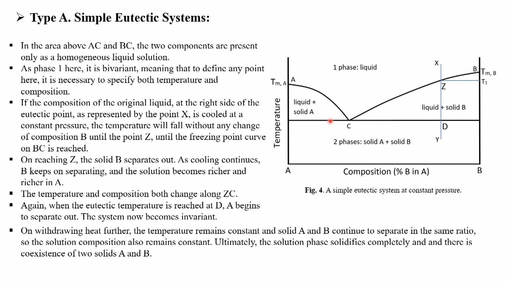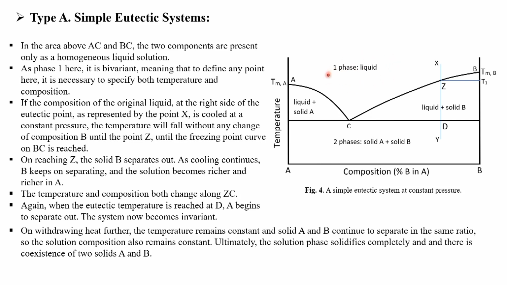So, in the area above AC and BC, the two components are present only as a homogeneous liquid solution. If we consider this area here, we get only one phase. This is a homogeneous liquid solution, so we get a homogeneous mixture. There is no heterogeneous mixture here.